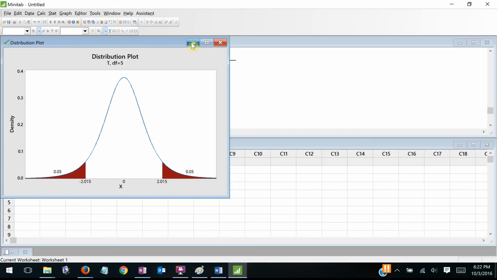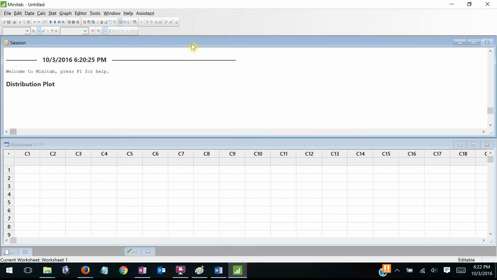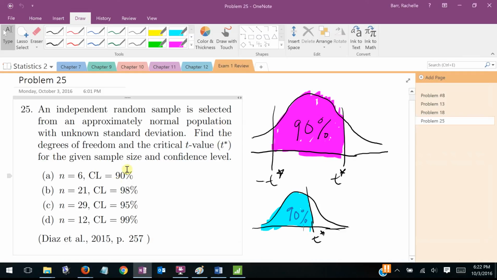Okay, I'm going to shrink this graph because what I really want is to do the next one. So now I want to do 98%. So what's left in my tails is going to be 2%, and a sample size of 21, which means my degrees of freedom is only going to be 20.